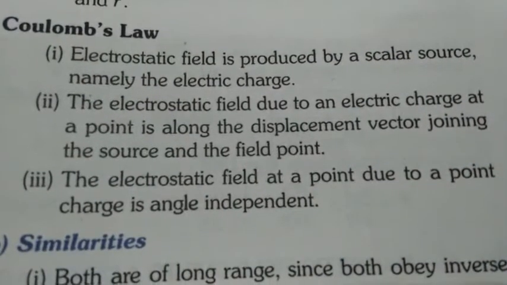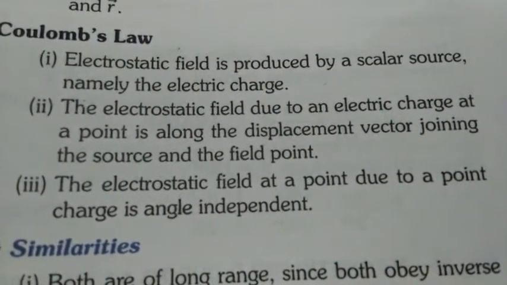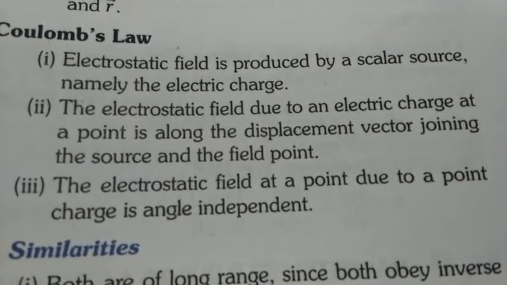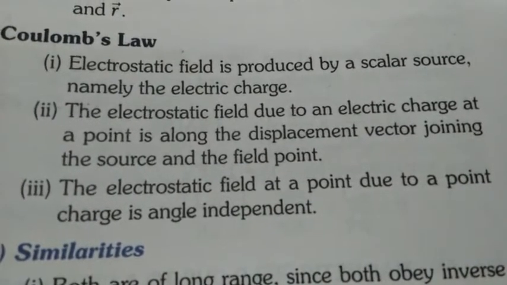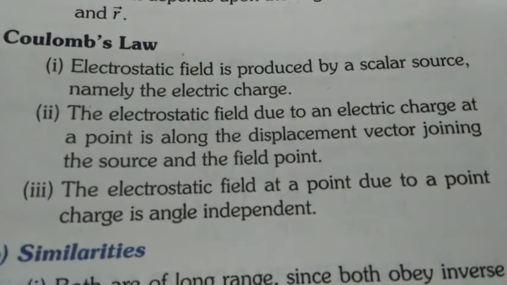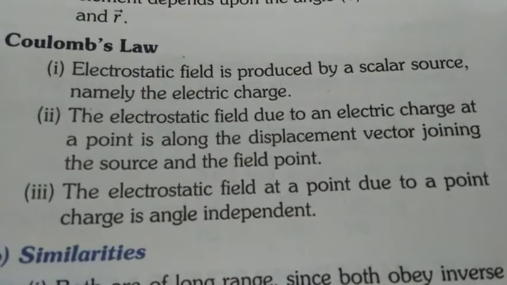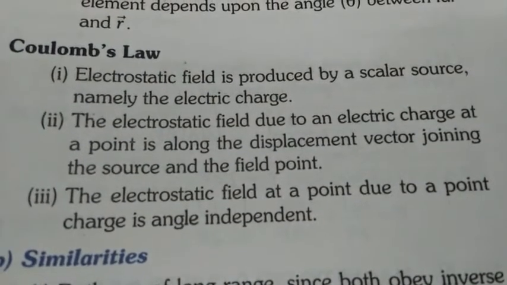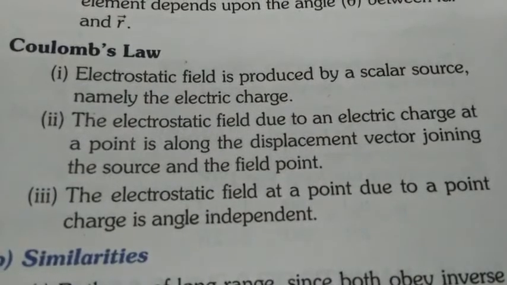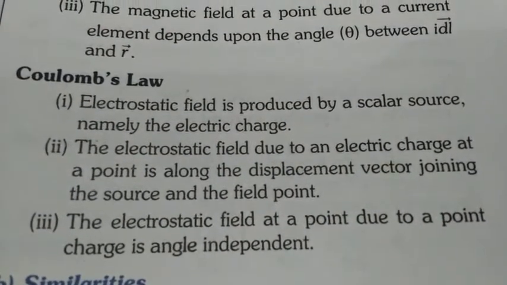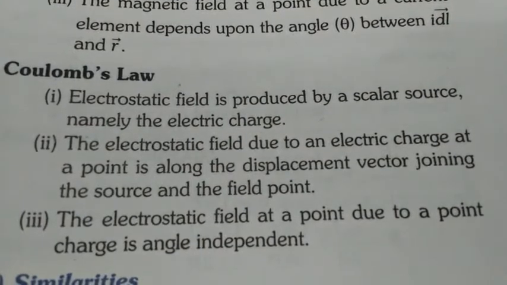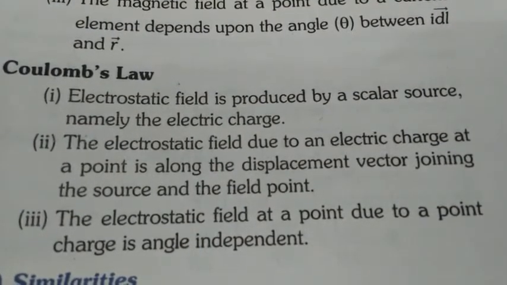But in case of Coulomb's law, the electrostatic field is produced by a scalar source, namely the electric charge. The electric field is produced when the charged particle is at rest, it is not moving. So that means it is the scalar source. So the first difference is that in Biot-Savart law the source is vector, and in Coulomb's law the source is scalar.